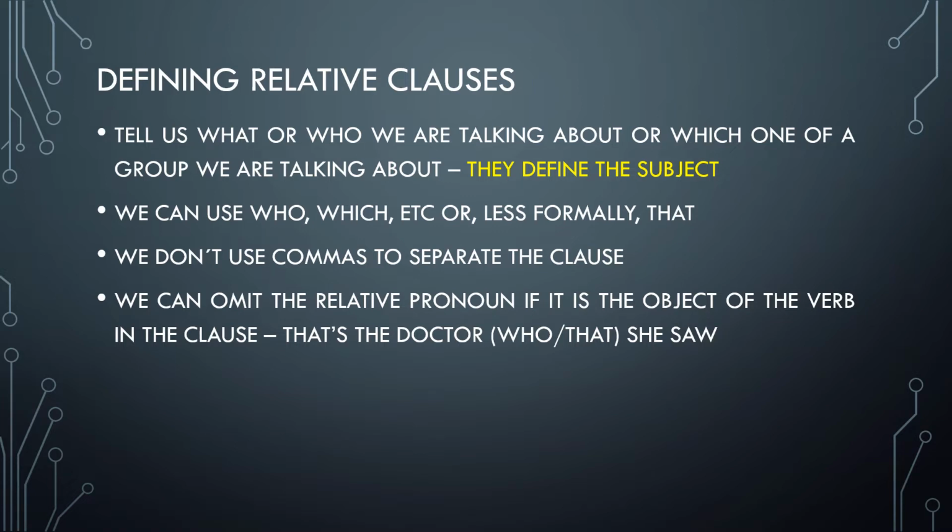We can use who, which, or any of the rest of them, and less formally we can also use that. We do not use commas to separate the clause from the rest of the sentence, because it's essential in the understanding of the subject. We can omit the relative pronoun if it's the object of the verb in the clause. That's the doctor who, or that, she saw, can become that's the doctor she saw. Defining relative clauses.